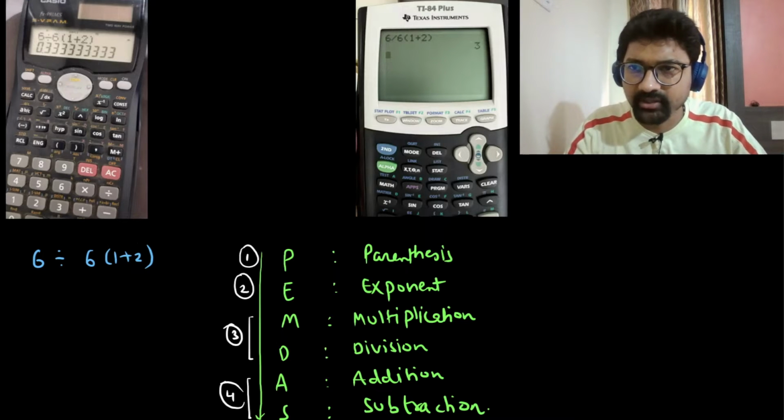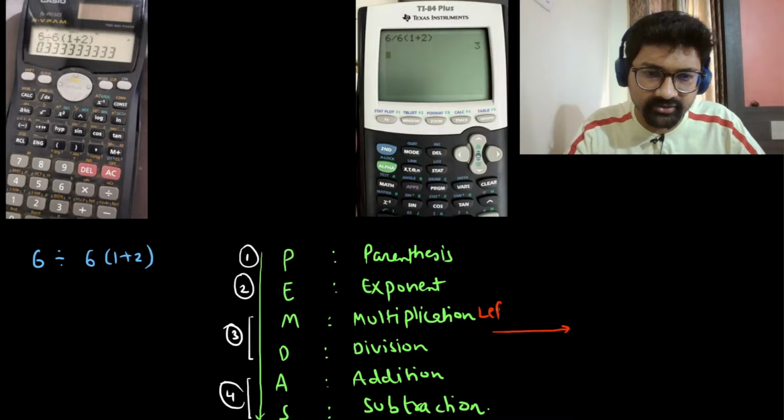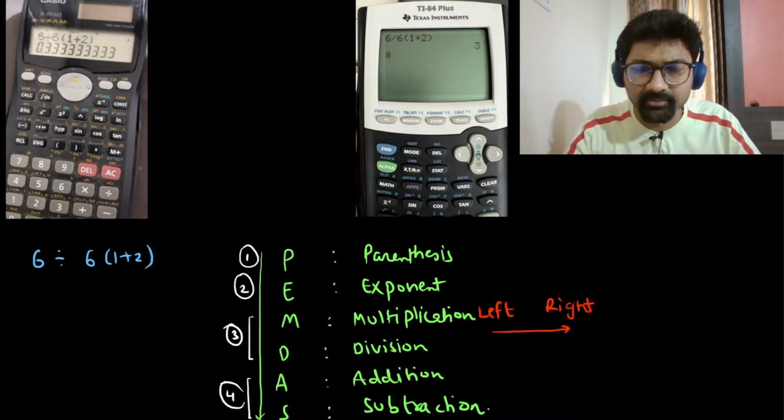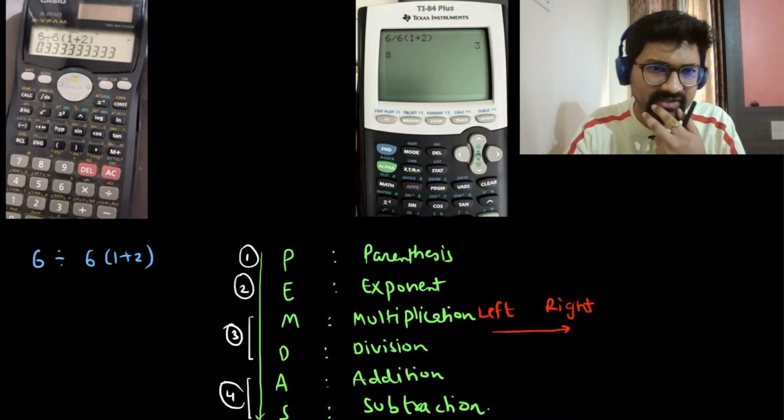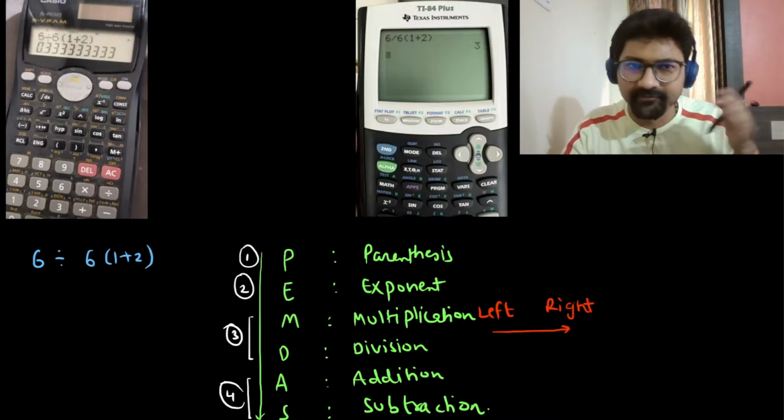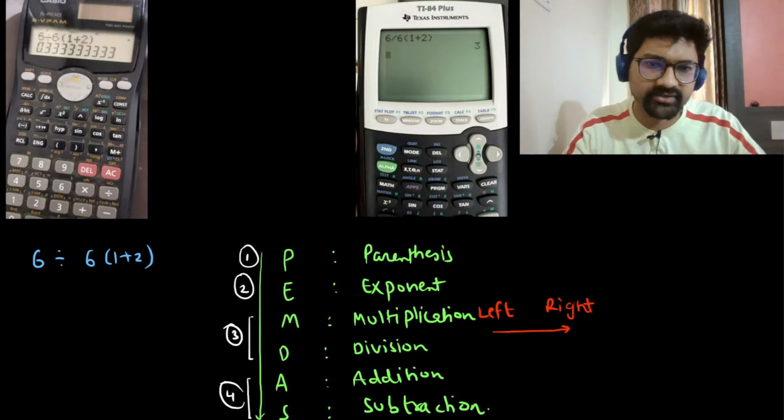By the way, for multiplication and division, the rule we follow is from left to right. What is the meaning of this left to right? It means that it doesn't matter whether it's multiplication or division. If both of them are present, or even if multiple such operations are present, you perform them from left to right in the sequence in which they appear.